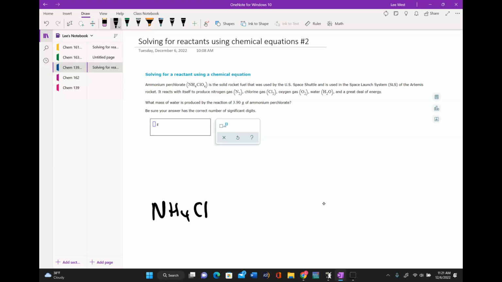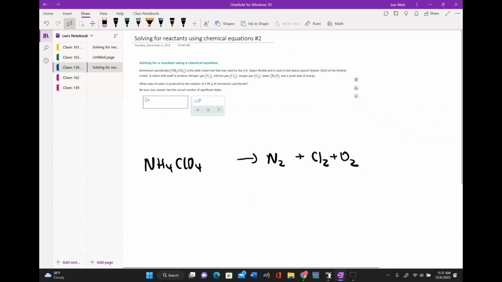We know that that is going to be the reactant to make nitrogen, chlorine, oxygen, and water. And now we have to get everything to balance.